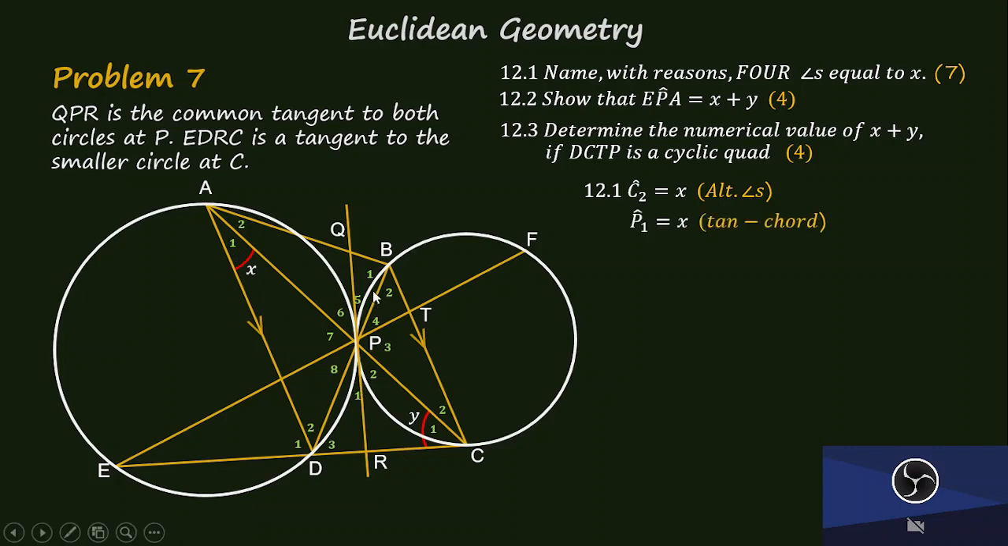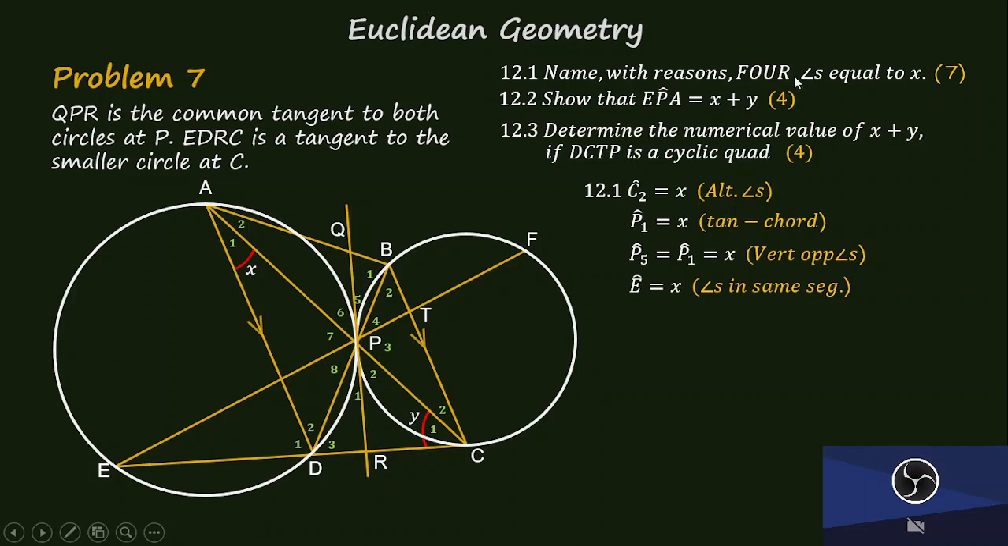P1 equals P5. These are vertically opposite angles. I have this straight line crossing this straight line, so P1 will be equal to P5. Those are vertically opposite angles. You have this butterfly. Look at this butterfly. These are angles in the same segment. So A1 will be equal to E, which means E equals X.